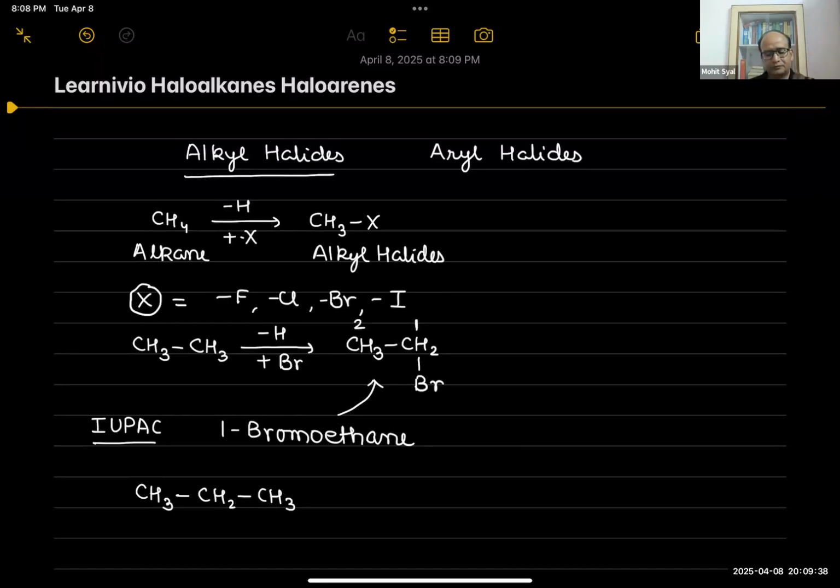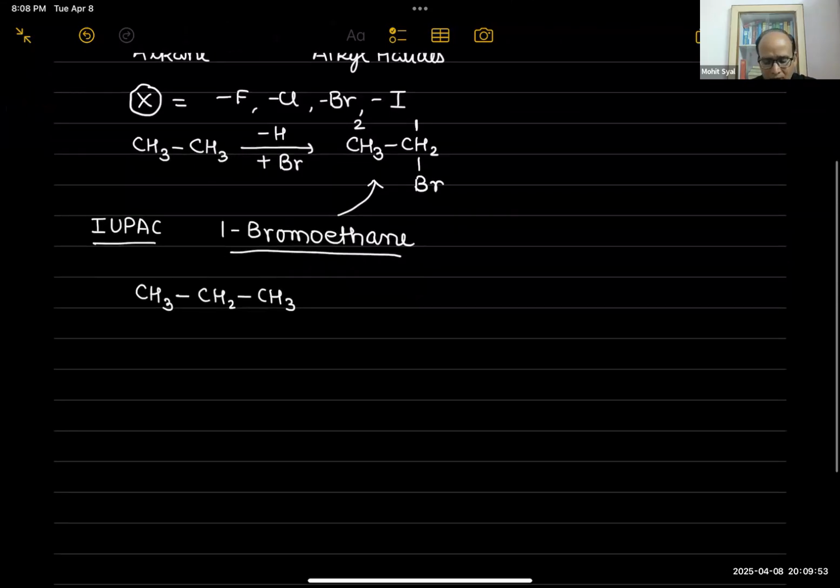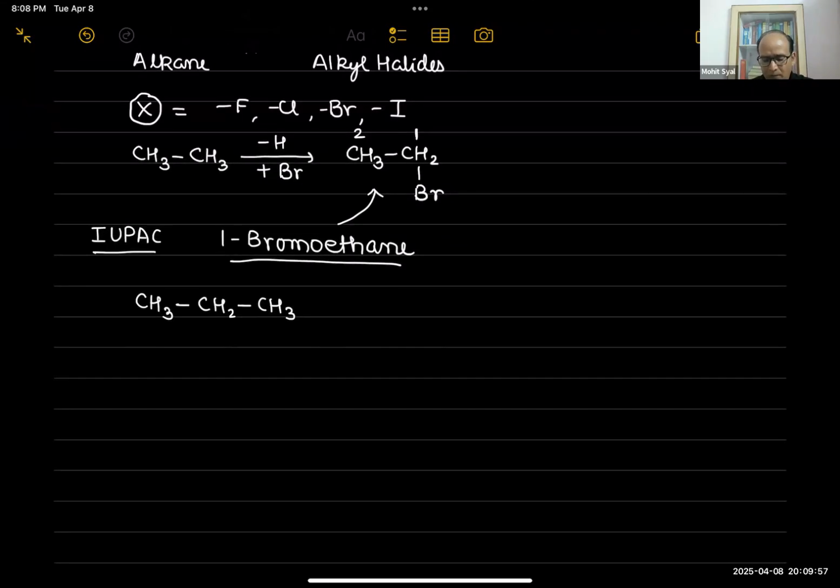Okay, is that clear? So, for example, if you start with ethane and put one bromine, this is one bromoethane. Got it? And if you start with propane, this is propane. Got it?